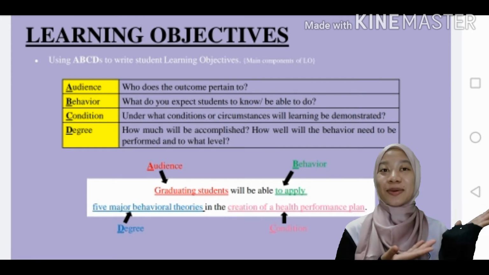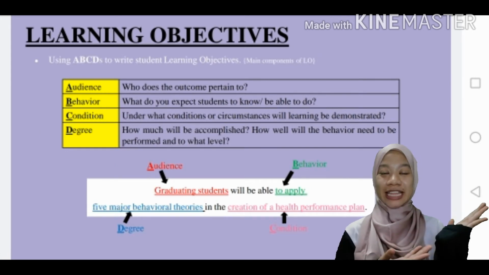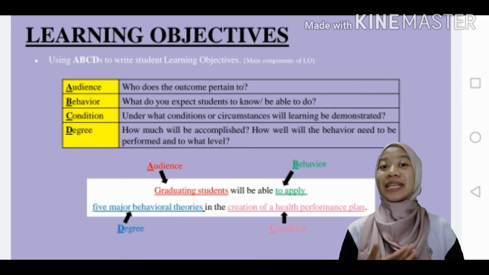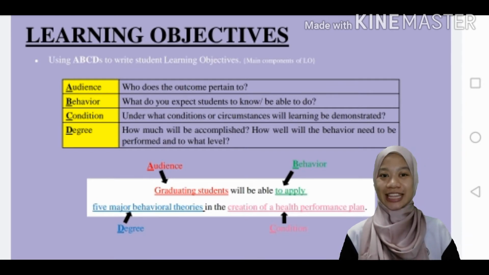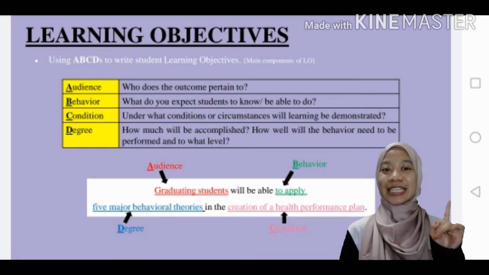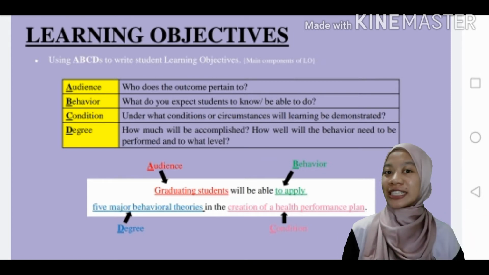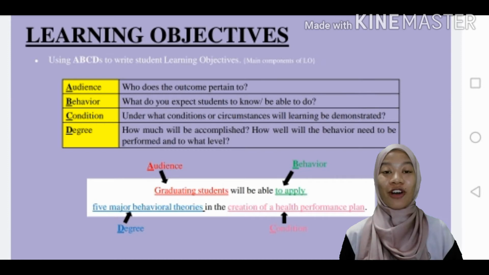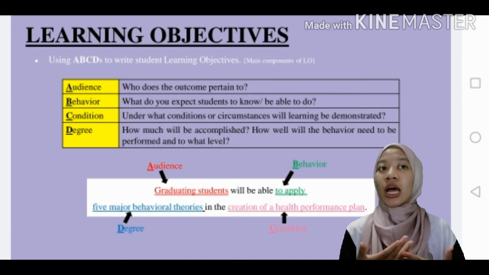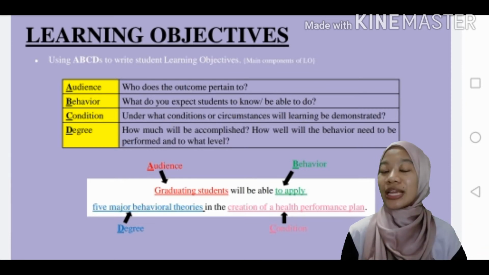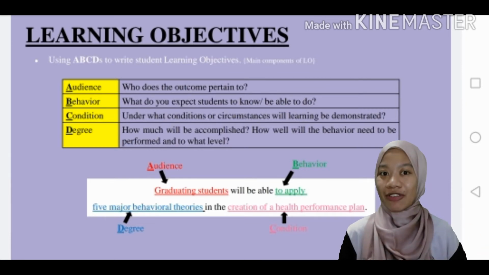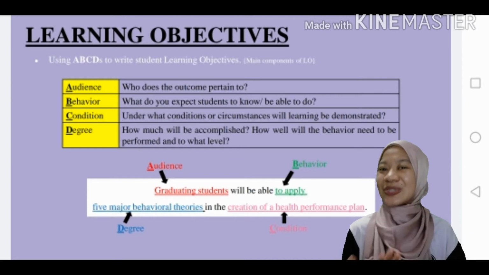So these are the main components of learning objective. We are using ABCDs to write learning objective. So first, A stands for audience. Who does the outcome pertain to? For example, the biology textbook Form 5 is provided to Form 5 students who choose biology as one of the elective subjects. So, the audience of the learning objective in the textbook is the students.